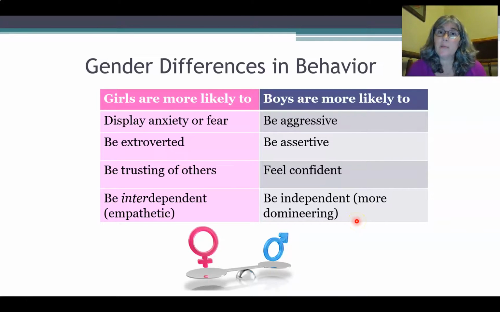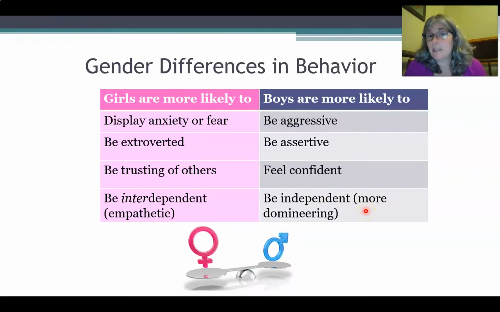And then down here, boys tend to be more independent. So over here, I said girls were interdependent. So that means they are concerned about how their actions affect other people, and they worry about other people's feelings in regards to their behaviors.